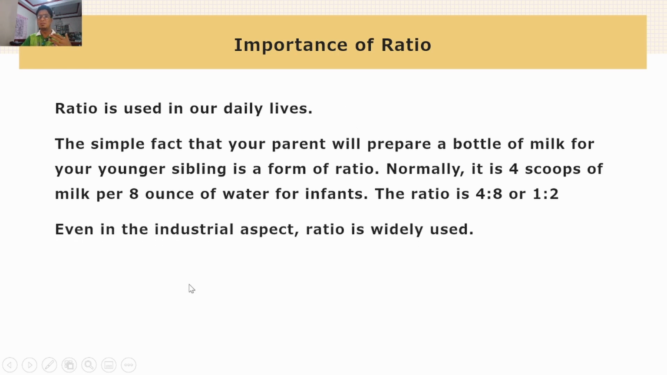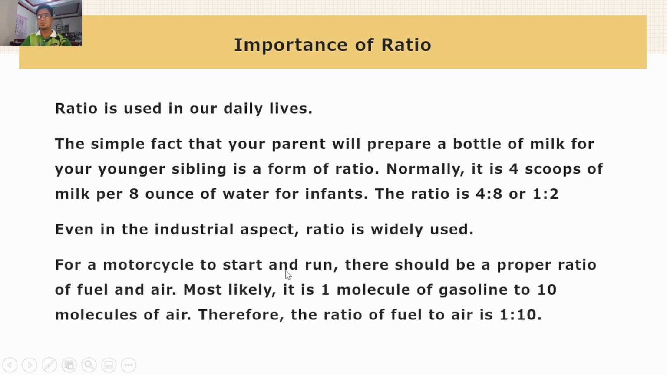Now, ang tanong, dyan lang ba? Even in the industrial aspect, ratio is widely used. Hindi lang napapansin ng karamihan sa atin, pero kahit po sa industrial aspect, ginagamit ito. Halimbawa, for a motorcycle to start and run, there should be a proper ratio of fuel and air. So para tumakbo na maayos yung ating sasakyan, kailangan may proper ratio yung fuel natin, yung gasolina natin, at saka yung hangin. Most likely, it is 1 molecule of gasoline or fuel to 10 molecules of air. Now, yung 10, estimate lang yan. Pwede kasing 11, 11.5, pwede rin po 9.5. So, nilagay ko na lang 10. So, therefore, the ratio of fuel to air is 1:10.